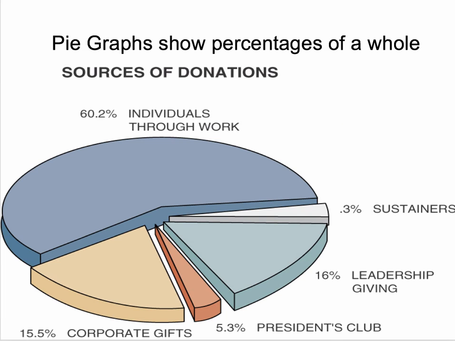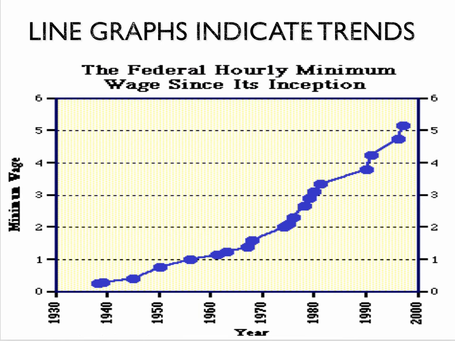All right, pie graphs show percentages of a whole. Yes, we can see that here with this pie graph showing percentages of a whole. Line graphs indicate a trend. Notice, guys, what's the problem here with this line graph? We have minimum wage, but we don't know what kind of currency we have over here, so this line graph isn't necessarily complete. And it ends in 2000.